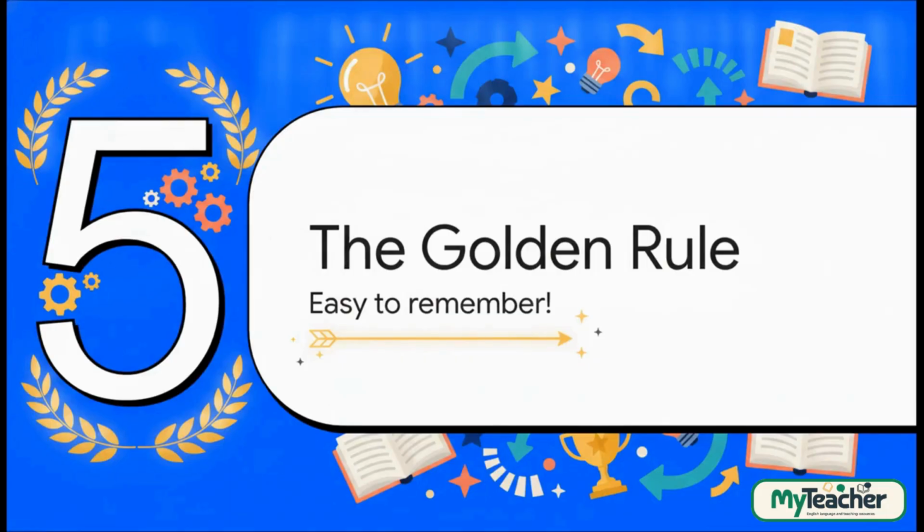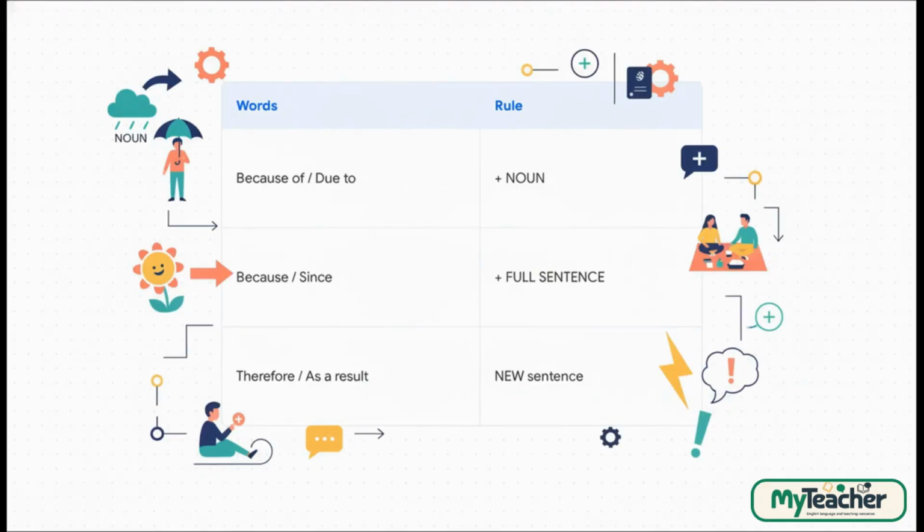Okay, we have covered a lot, but don't worry. I have a golden rule for you, and it's very easy to remember. This is a perfect summary for you to write down. Just remember this. Because of and due to are followed by a noun. Because and since are followed by a full sentence. And finally, therefore and as a result start a completely new sentence. Remembering these three simple rules will really help you succeed in your English exams.